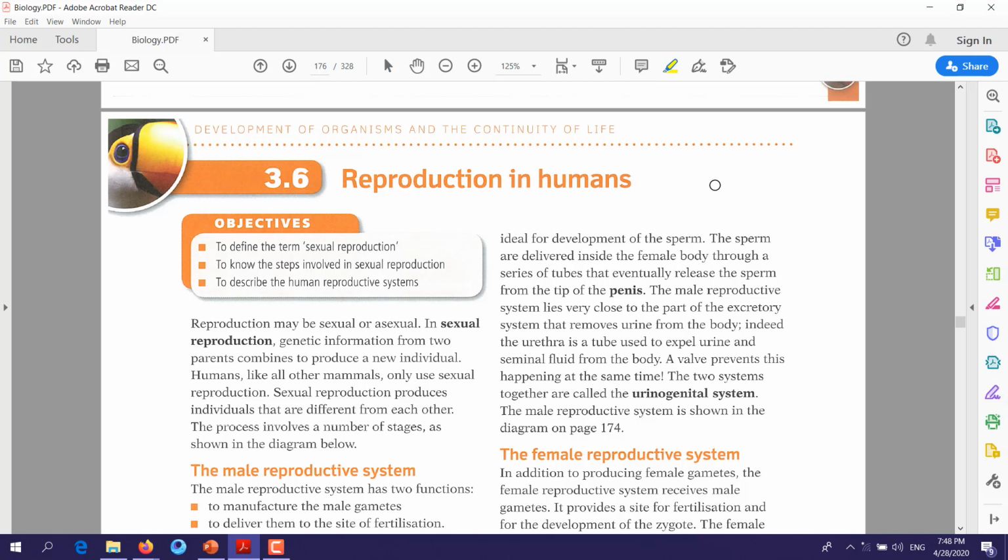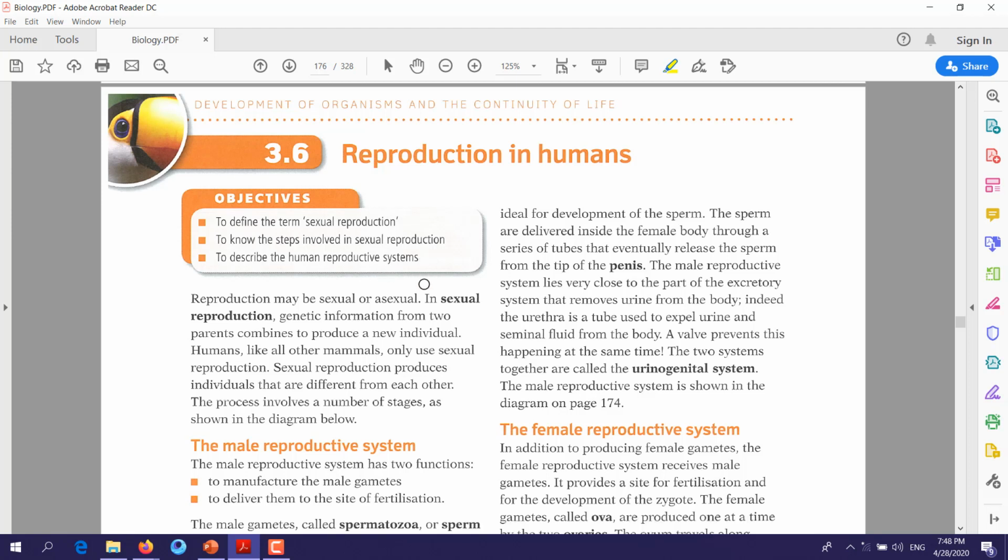Hello everyone, our lesson today is about reproduction in humans. A new topic about reproduction. In the previous lessons we were talking about reproduction in plants. We explained the whole process, how plants reproduce, and also we explained all the parts that are included in the process of reproduction. Today it's also about reproduction, but in humans.